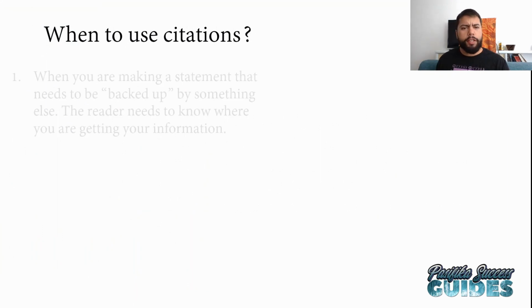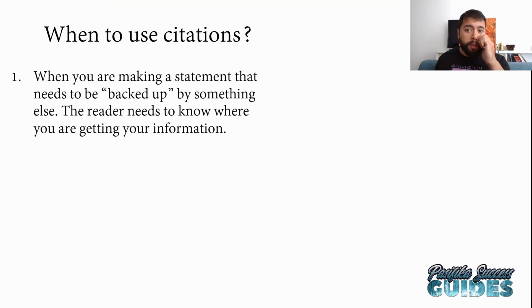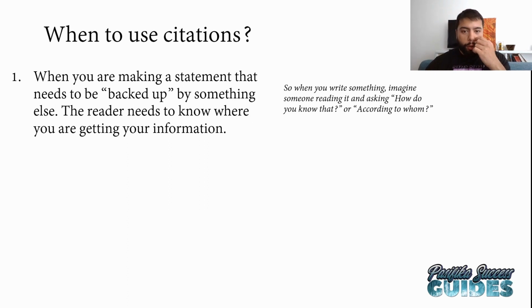So when do we use citations? This is a kind of big question, but basically, I like to break it down like this. It's when you are making a statement that needs to be backed up. I already mentioned that. And that's when the reader needs to know where you are getting your information. So an example of this is, imagine that you are writing something or making a statement, and someone across from you was asking, okay, well, how do you know that? Or according to whom?